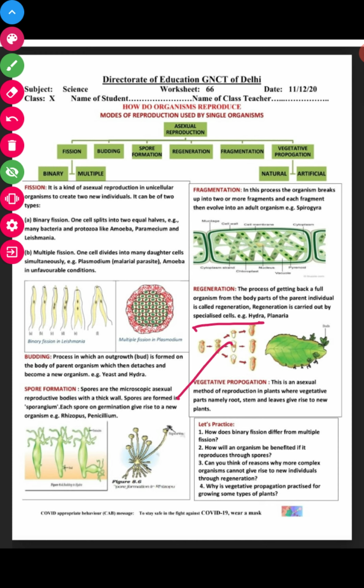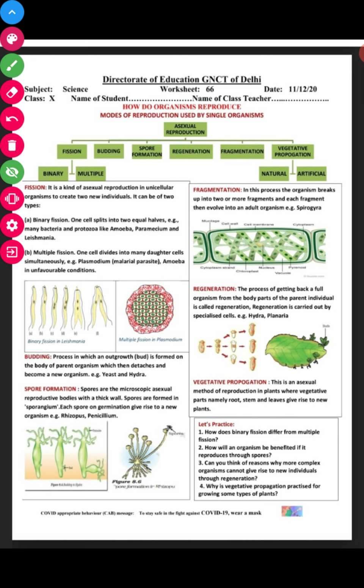Then we have vegetative reproduction. This is the asexual method of reproduction in plants, in which the vegetative parts, namely root, stem, and leaf, give rise to a new plant. See, this is the example of bryophyllum. In this leaf, new individuals start growing on the surface of the old parent leaf, and after they get fully mature, they detach from the parent plant.